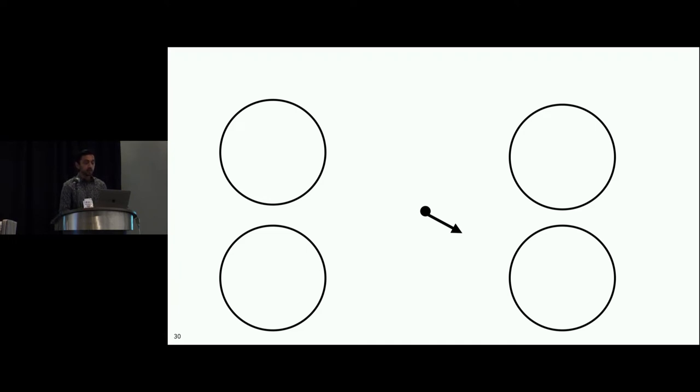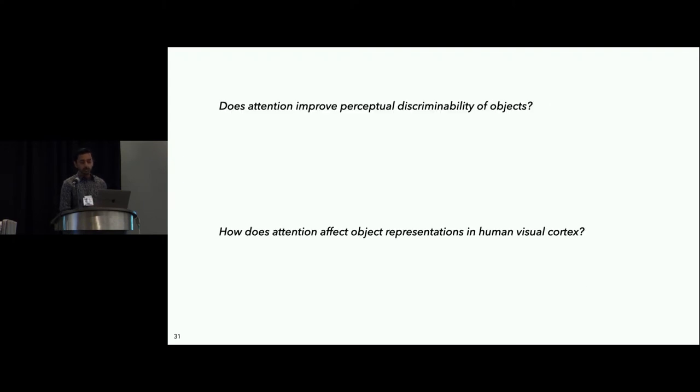So as you could probably tell, it's quite a bit easier to discriminate these images when you're able to spatially attend to them, even though, again, in both of these situations, retinal input was exactly the same. Okay, so first I'll show you the behavioral data to see the perceptual effect of attention, and secondly, we'll examine the neuroimaging data to see the effect of attention on cortical object representations.